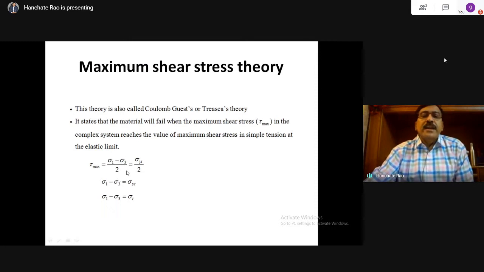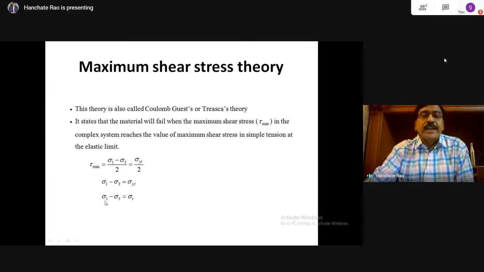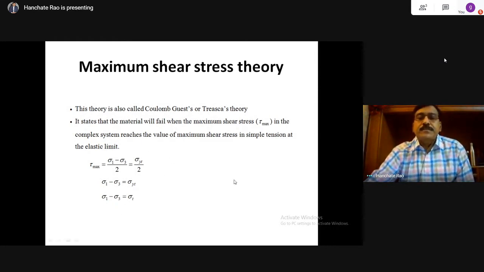So what is the criterion? (Sigma 1 minus sigma 3) by 2 must be equal to sigma yt by 2, or otherwise sigma 1 minus sigma 3 is equal to sigma yt. This is the failure criterion. If F is the factor of safety, the working stress sigma t is equal to sigma yt by factor of safety. So for no failure to occur in the structural design, we take sigma 1 minus sigma 3 to be less than or equal to sigma yt by factor of safety.